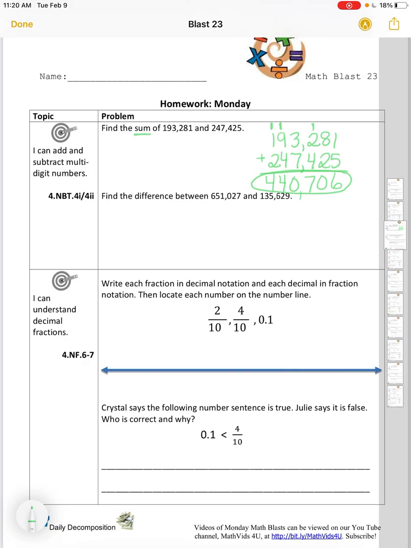Find the difference between 651,027 and 135,629. Now the difference is the answer to a subtraction problem. So here, I'm going to subtract my two numbers. And again, notice how I'm lining up my place values.